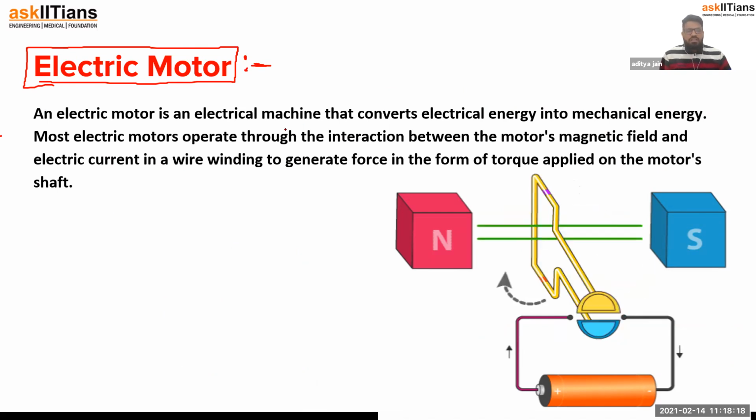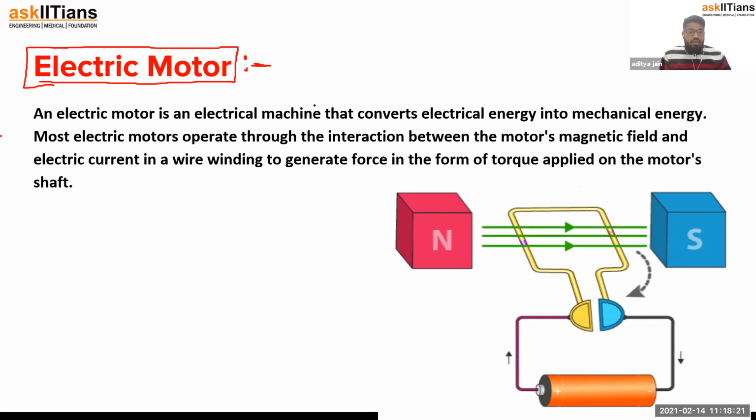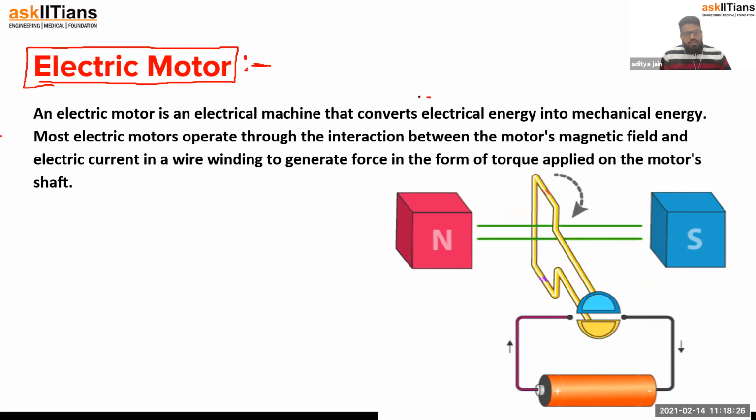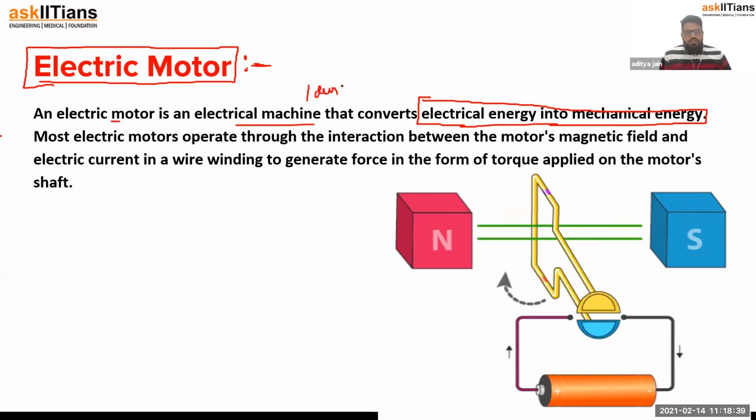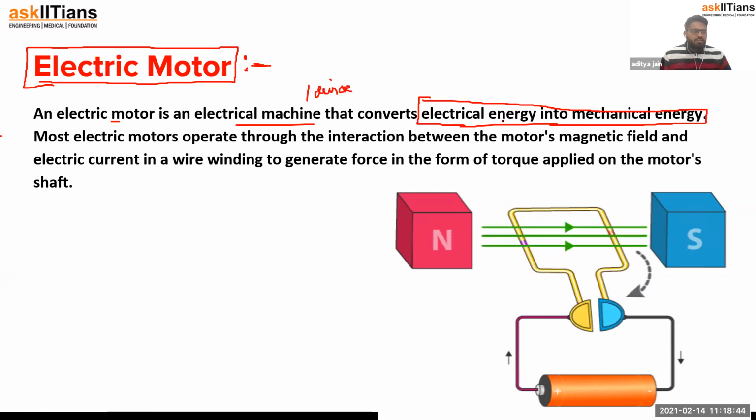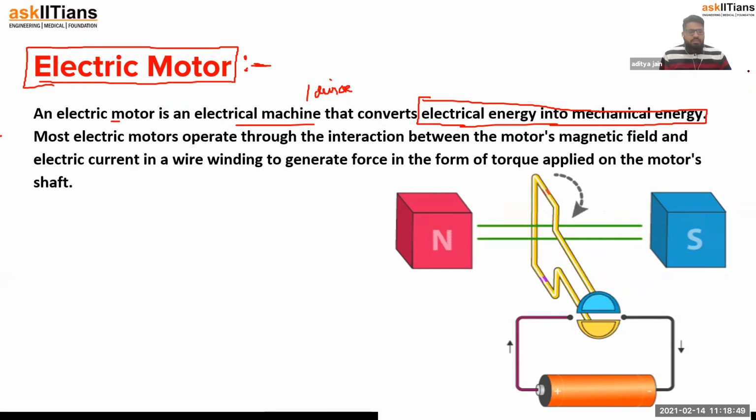So what is the basic functioning of an electric motor? It converts electrical energy into mechanical energy. You can see that in this definition also: an electric motor is an electric machine or a device that converts electrical energy into mechanical energy. Clear?